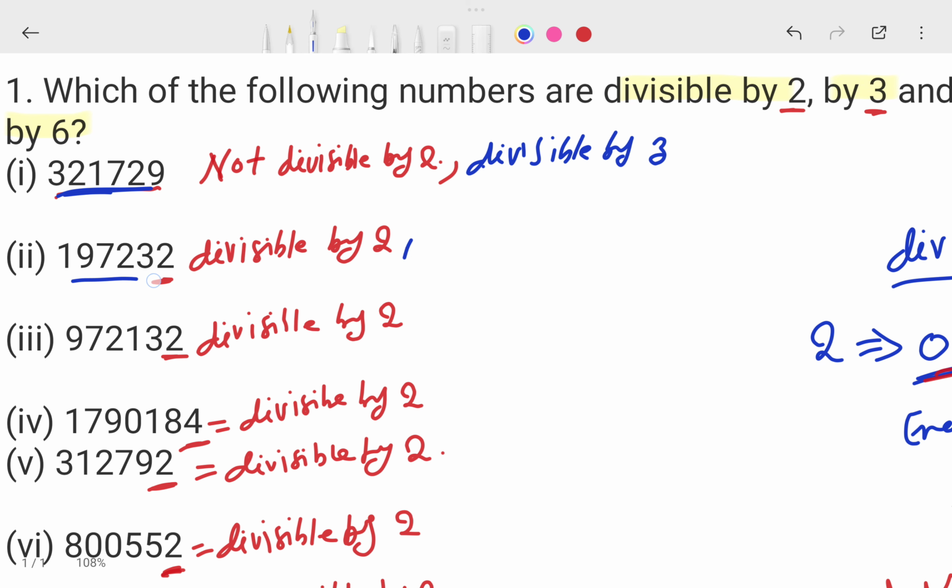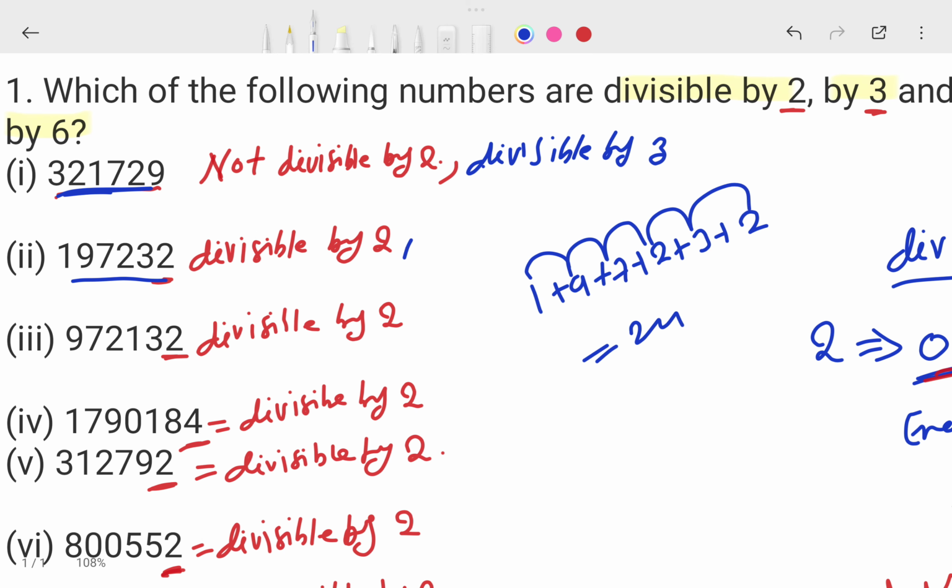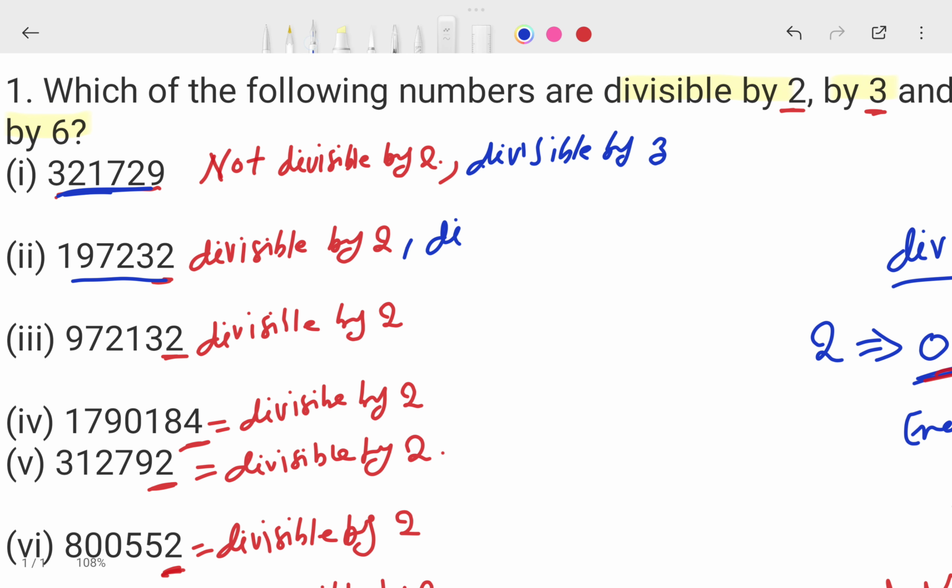If you want to check whether this number is divisible, you have to add 1 plus 9 plus 7 plus 2 plus 3 plus 2. Add this one: 1 plus 9 is 10, 10 plus 7 is 17, 17 plus 2 is 19, 19 plus 3 is 22, 22 plus 2 is 24. So in the 3 table 24 is there. Yes, it is there. It means that this number is also divisible by 3.